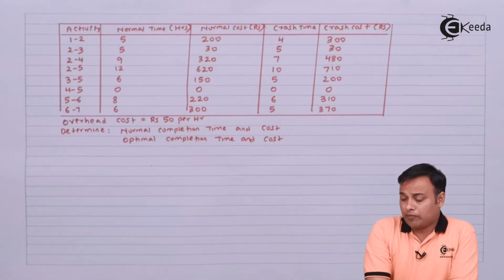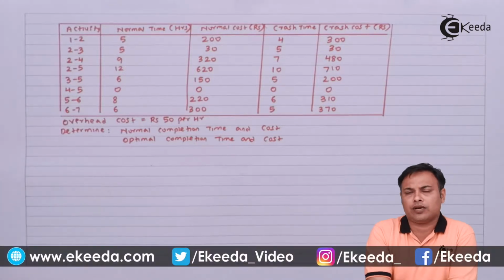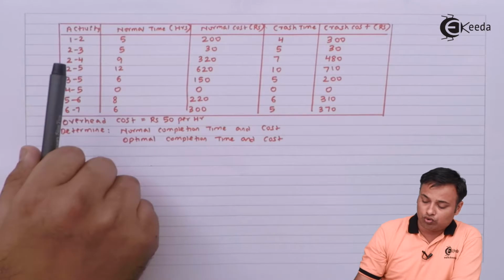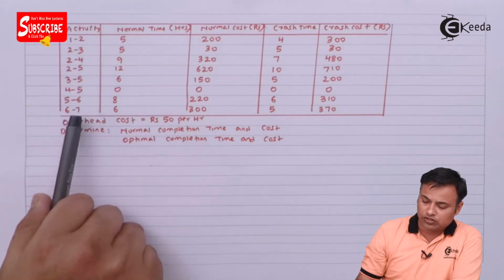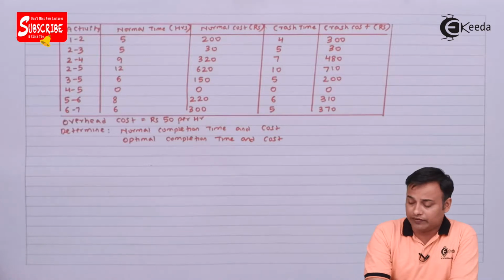So we have noted down the problem based on crashing. Let's first try to understand the question and then we will actually solve the problem and learn the steps in crashing. We have some activities here which are indicated by the nodes. So we have 1 to 2, 2 to 3, 2 to 4 and so on till 6 to 7. So there are about 8 to 9 activities.